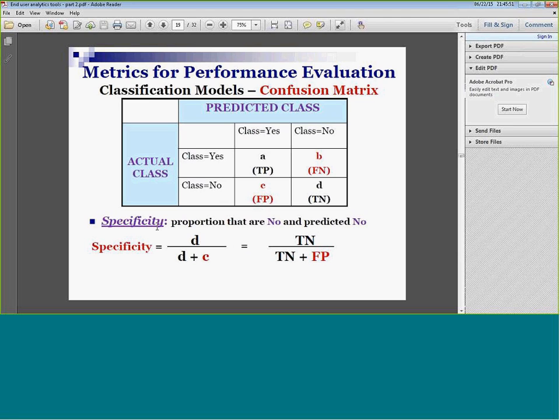We have something else called specificity. Basically, how well does it do on the nos? Well, down here were the nos it predicted. So D over D plus C, because these are also nos. And we call that specificity. So again, those are terms you'll have to get used to. Sensitivity, how well it does on the yeses or the positives. Specificity, how well it does on the negatives. And that's for a binary outcome.